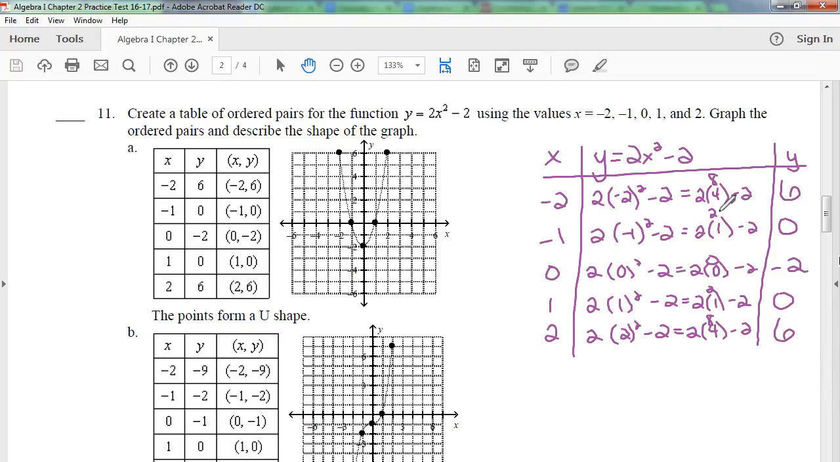So we are looking for this table of values and for a graph that graphs them correctly. And it looks like -2, 6, -1, 0, 0, -2, 1, 0, and 2, 6 are all here on table A. And it looks also like these are graphed appropriately. So A is the correct answer for number 11.